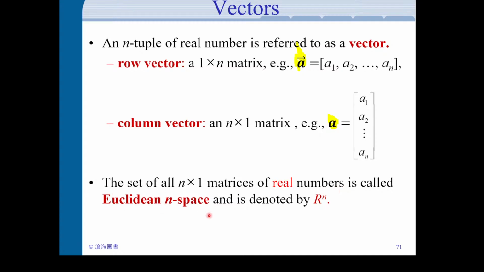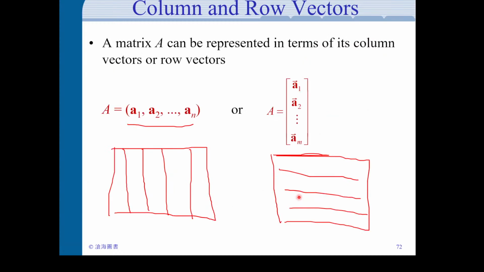We also have another notation here. The Euclidean n-dimensional space is the set of all n by 1 matrices. So the set of column vectors that have real numbers inside with length n is called the Euclidean n-dimensional space, and it has this notation Rn.